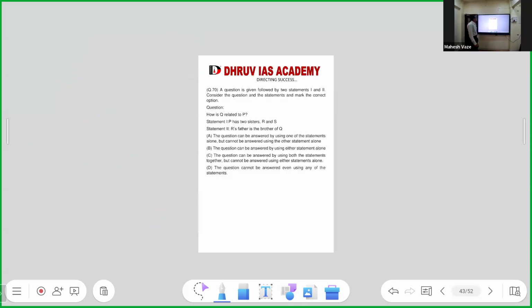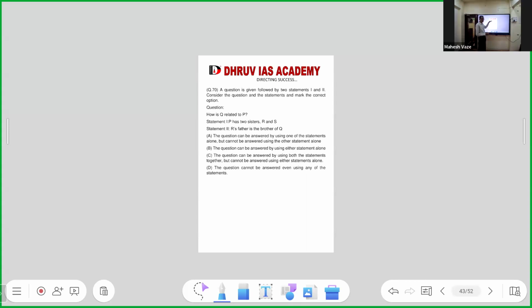Okay, question given followed by 2 statements 1 and 2. Consider the question and the statements and mark the correct option. How is Q related to P? So this is based on the relationships, a blood family relationship question. P has two sisters, R and S. See now, here no information is given about how Q is related to P. So from this statement alone we cannot answer the question.